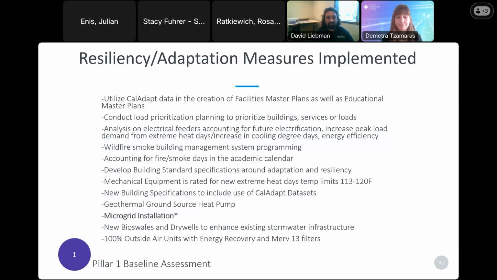And lastly, we really integrated our microgrid. Our microgrid has been up and running for about a year and a half with ongoing testing, measurement, and verification, and we are looking at how this measure is implemented to increase our resiliency and adaptation to a changing climate. Next slide.